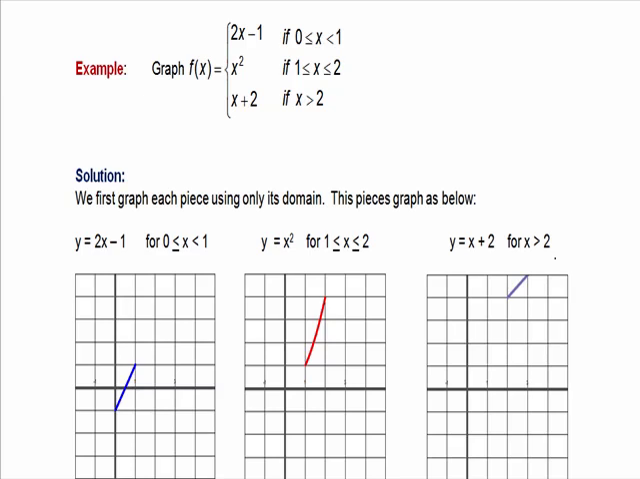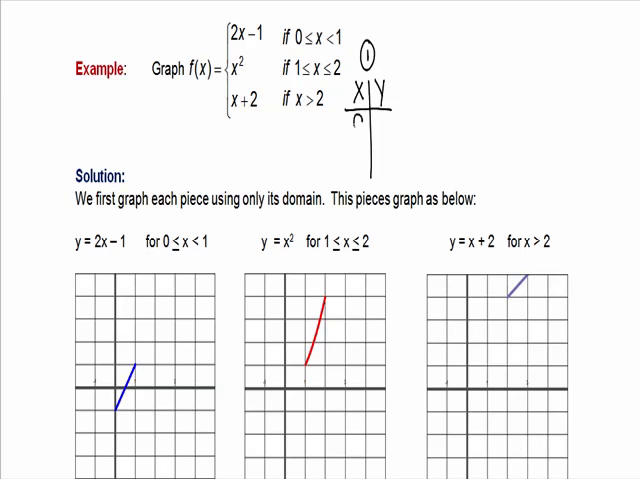So again, our approach is to graph or think of each piece using only its domain. And often you may really want to do the table as I did in the previous example, so I'm going to do it on this particular one. I'm going to have three tables. My first table is going to use x's and y's from the first line. And so that's 2x minus 1.